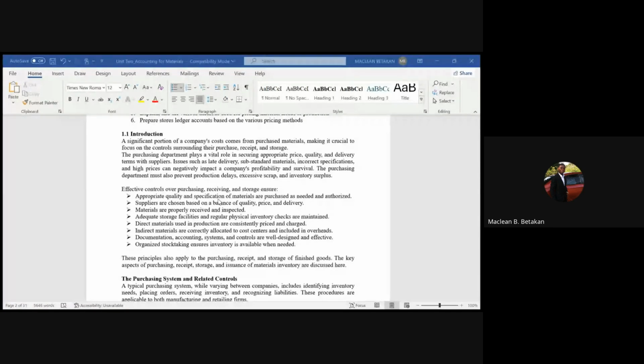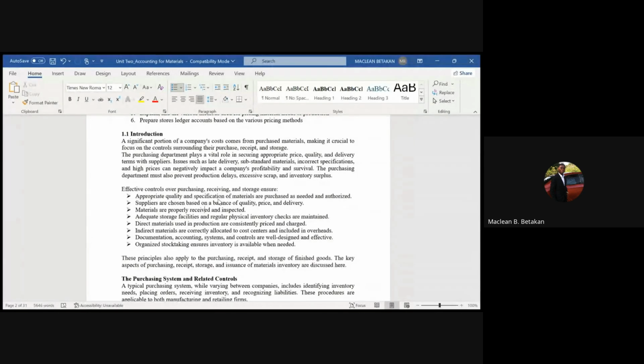So there should be a procedure you follow in selecting your suppliers, and these suppliers are selected based on a balance of quality, price and delivery. So you may not have to rely on only one factor in selecting your suppliers. You must look at the quality of the materials they are going to supply you. You must also consider the price of the material, and then you must also look at the delivery systems. So you must balance this.